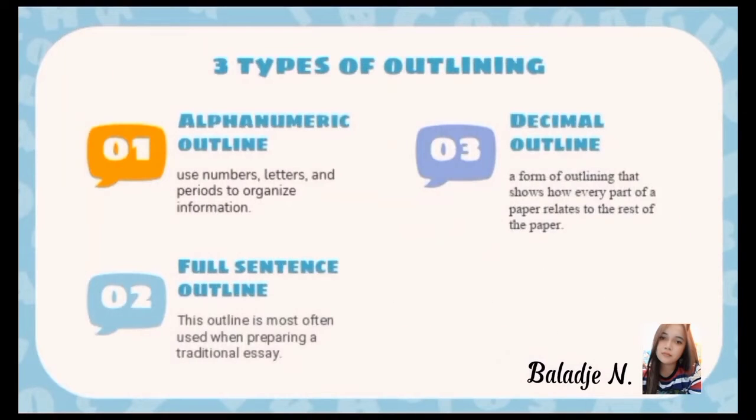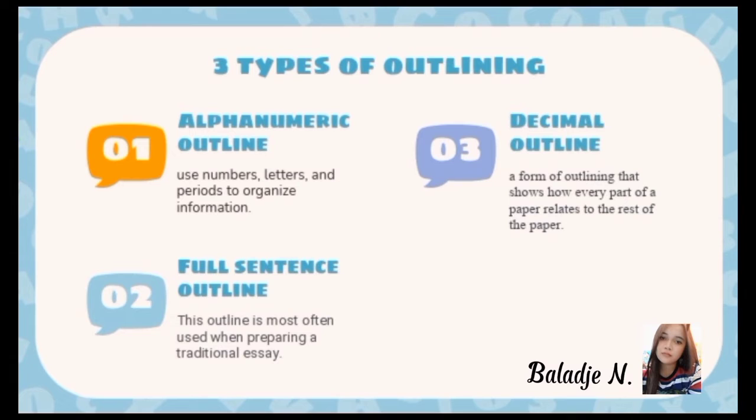There are 3 types of outlining. First is the alphanumeric outline. Alphanumeric outline uses numbers, letters, and periods to organize information. Second is the full sentence outline. This outline is most often used when preparing a traditional essay. The full sentence outline is essentially the same as the alphanumeric outline. The main difference is that full sentences are required at each level of the outline.